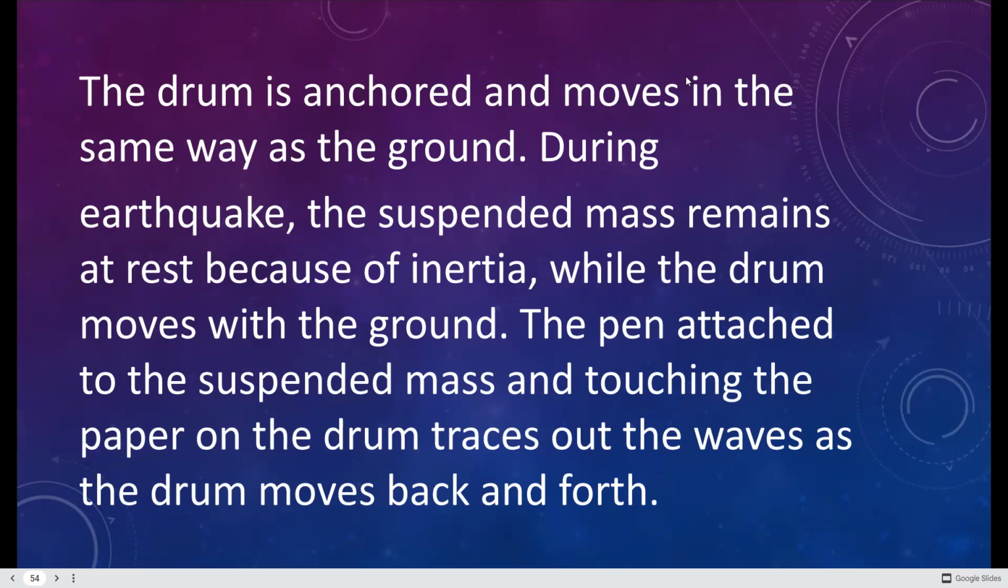The first law of motion by Newton is called the law of inertia, which states that an object at rest remains at rest, and an object in motion remains in motion unless acted on by an unbalanced or external force. So because of inertia, the suspended needle will remain at rest while the drum moves with the ground. The pen attached to the suspended mass and touching the paper on the drum traces out waves as the drum moves back and forth.